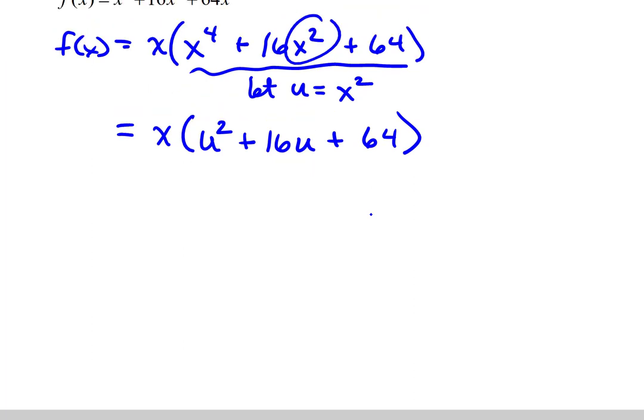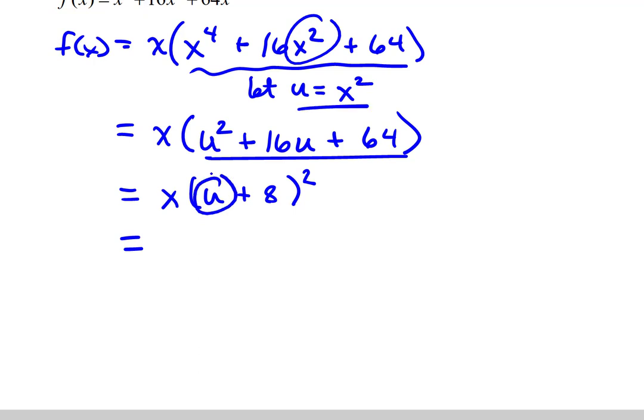After doing our substitution, we'll go ahead and keep factoring, and the letter u is going to help us get through that. We can now take this trinomial, u squared plus 16u plus 64, and factor it. In fact, this is just u plus 8 all squared. That's what we call a perfect square. Of course, when using substitution like this, we now have to put the substitution back in place. We don't want the letter u in our answer. We just use that temporarily. So we'll rewrite this as x times, and in place of u, I'm going to write x squared plus 8, and that's all still squared.